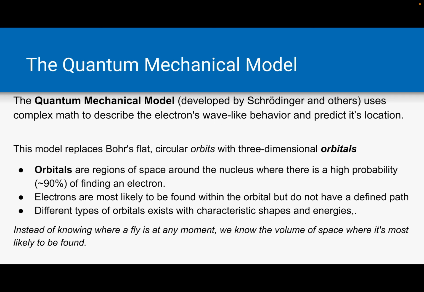So those concepts led to the quantum mechanical model, which was developed by Schrodinger and lots of other people. We've heard of him. He's the cat guy. He and many of his colleagues developed a quantum mechanical model for the atom, which is the step up from Bohr's model. Instead of these orbits that look like planets orbiting the sun, we have these things called orbitals, which is just a little bit more complicated.